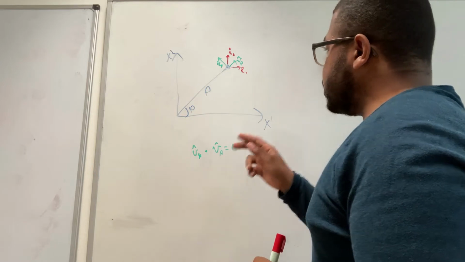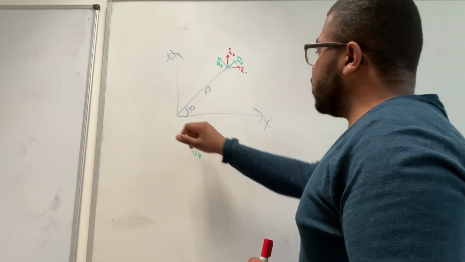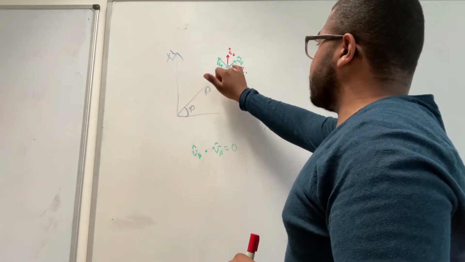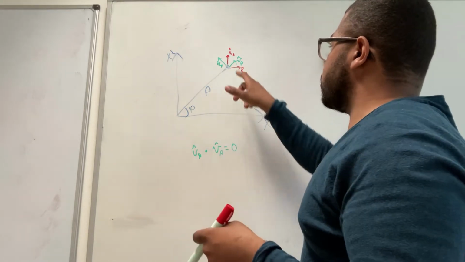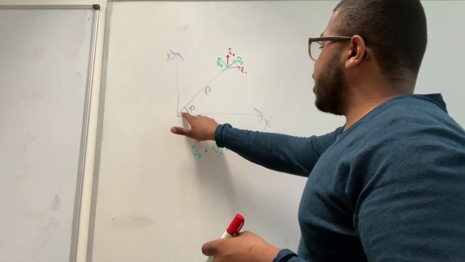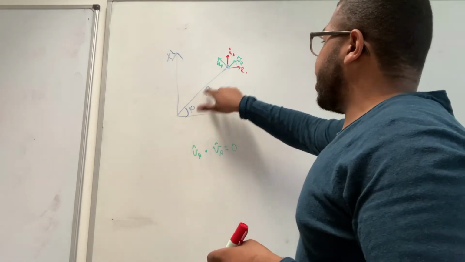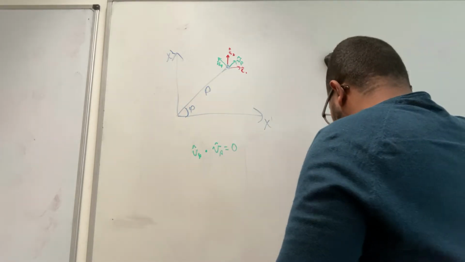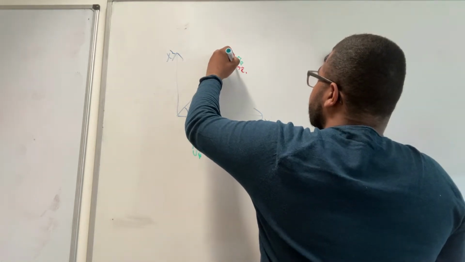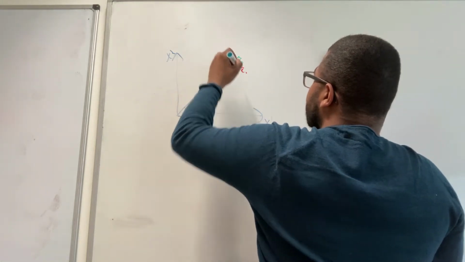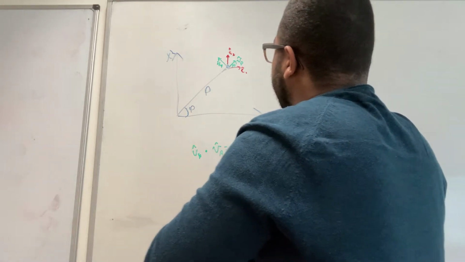Now, what we can immediately notice is that the angle between E1 hat and V rho hat should, by just geometry, be the same angle as the angle right here between x and rho. So in essence, we know that the angle between this will be equal to phi. If I can draw it well, it looks something like that.